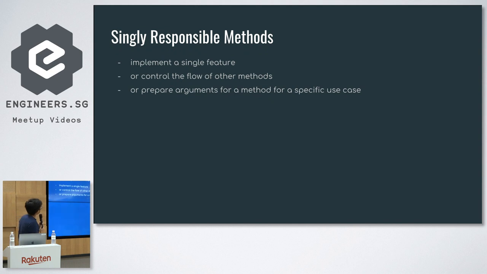This is not a real method, but we also apply single responsibility to our methods. By our definition, a single responsible method only implements a single feature, like sending a request or parsing a string, or it controls the flow of other singly responsible methods, or it prepares arguments for a singly responsible method for a specific use case. Let me give you an example of the third one.